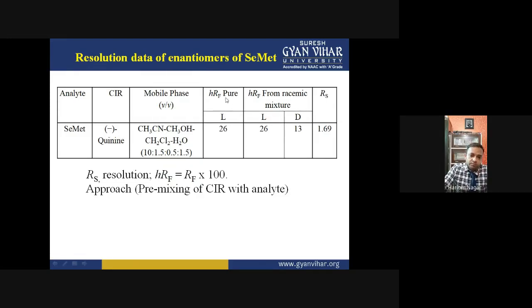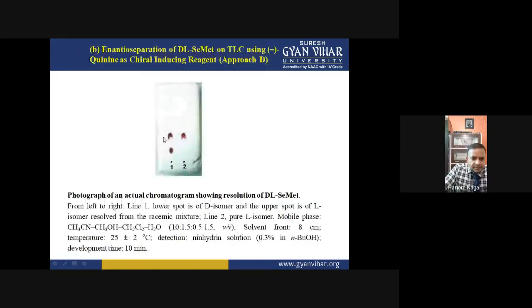The hRF value here was 26 for the L isomer and 30 for the D isomer, and the resolution value was 1.69. The resolution value is greater than one, which is the standard value, so good resolution was obtained in this approach also, because you can clearly see that the first and second spots are clearly separated. There is no merging or overlapping of the spots.